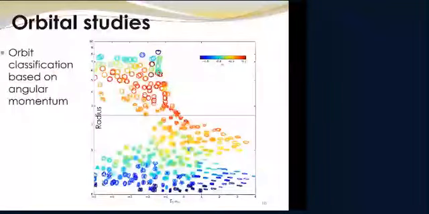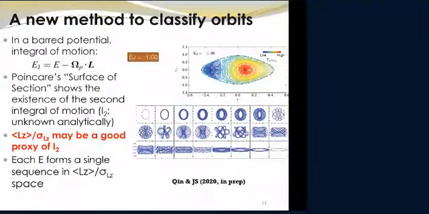Okay, and so I will probably skip this. This is some orbital studies when we study the Milky Way bar, and we think that we can find another way to classify orbits, and that's based on angular momentum, in angular momentum space. So I'll probably skip this.